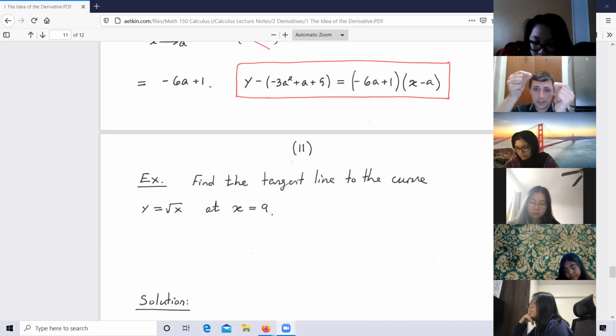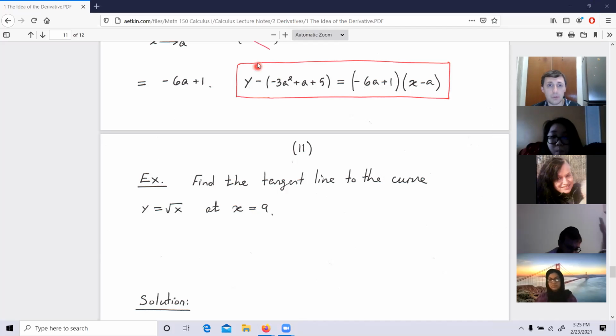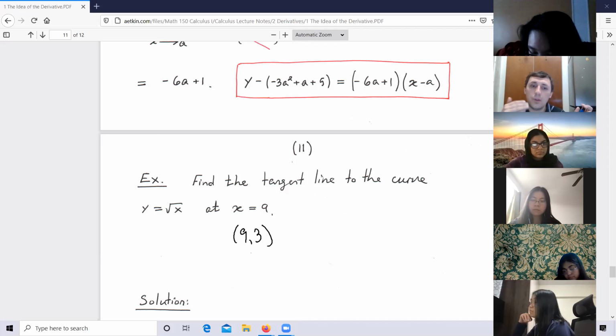So one point is the point P, which has very definite coordinates. Sorry, the coordinate is 9 and 3, correct? So I want to find it at x equal to 9. I'm just lazy here, and I'm specifying only the first coordinate. But the full point is 9 and 3. You understand why that's the full point? Because if x is 9, y is the square root of the first coordinate. So that must be 3. Good?